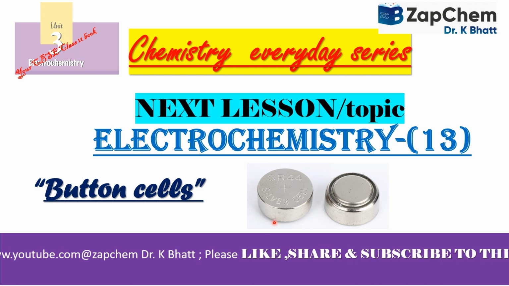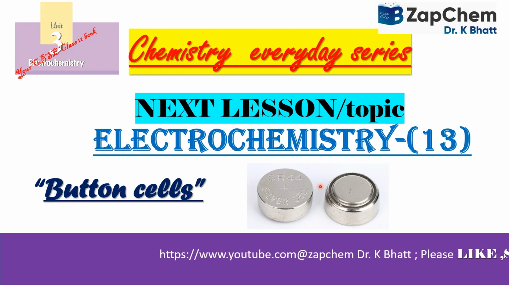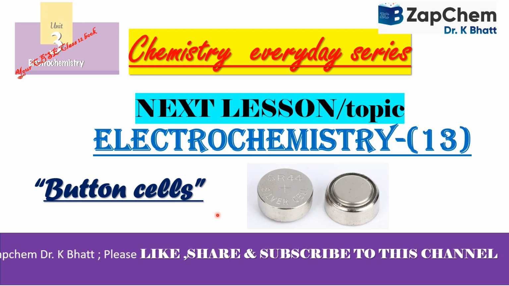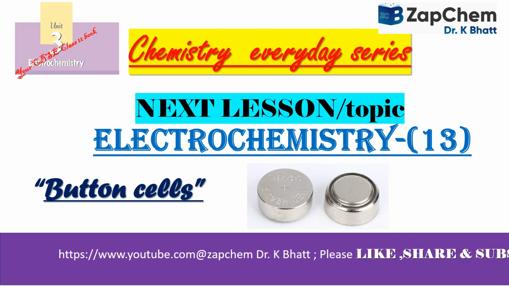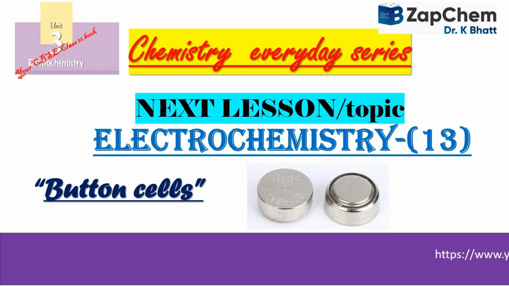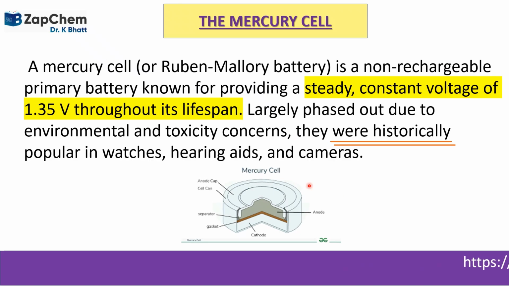I suppose you must have used it, or at least seen it, that such types of cells are available in the market and are very commonly used in small devices like watches. Now, we have to understand the construction of button cells, their applications, and other details regarding the reactions taking place. Now we find it is a mercury cell.